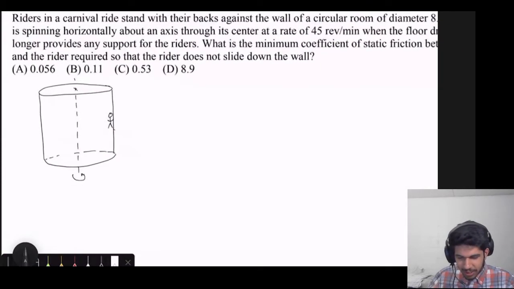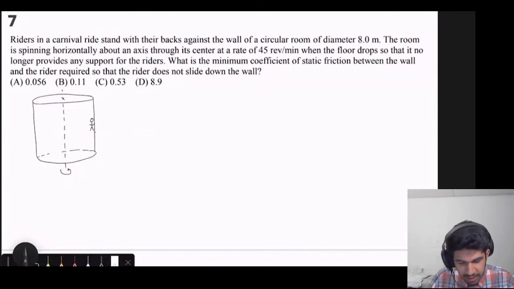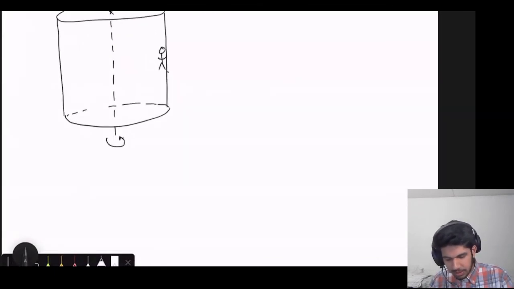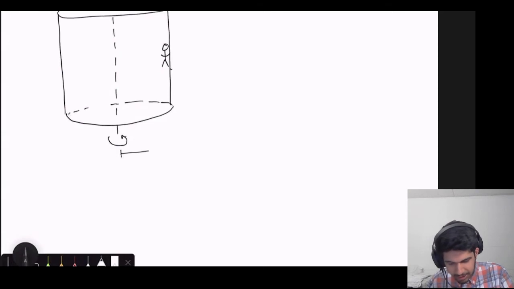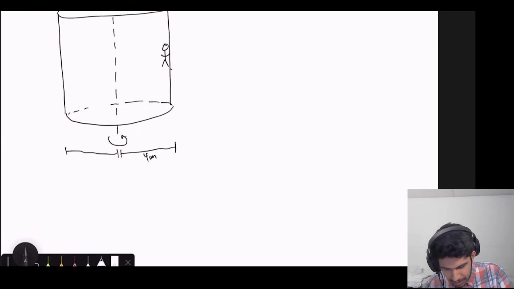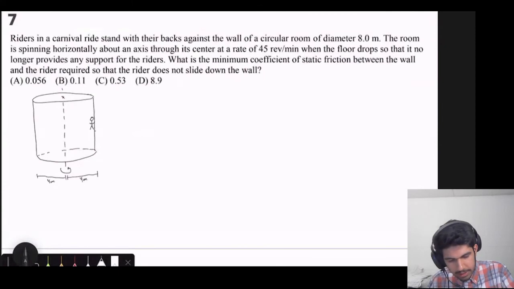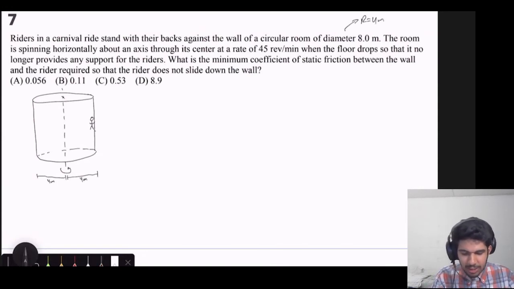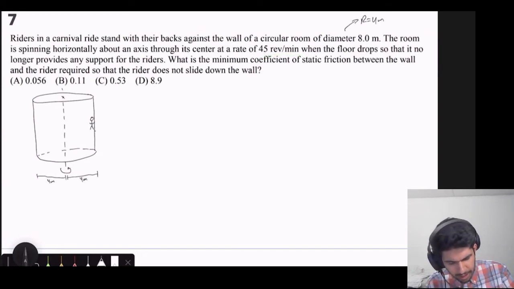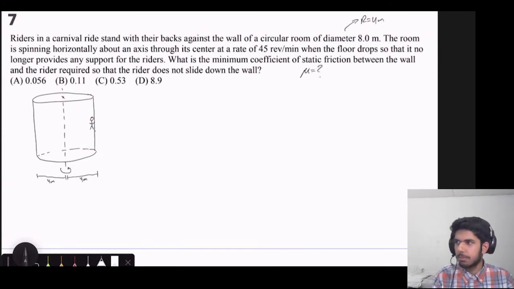Anyways, back to this. What's going on here? We're given the diameter of the room is 8 meters. So if we just take a look at this, let's just have the radius be 4 meters. And we'll draw 2 of those, because really we care a lot about the radius with these problems. So that's, I'll just write it up here, r equals 4 meters. We're given the velocity, sort of. It's in revolutions per minute, so we're going to have to do some dimensional analysis with that. And we're trying to find mu. Mu is what?